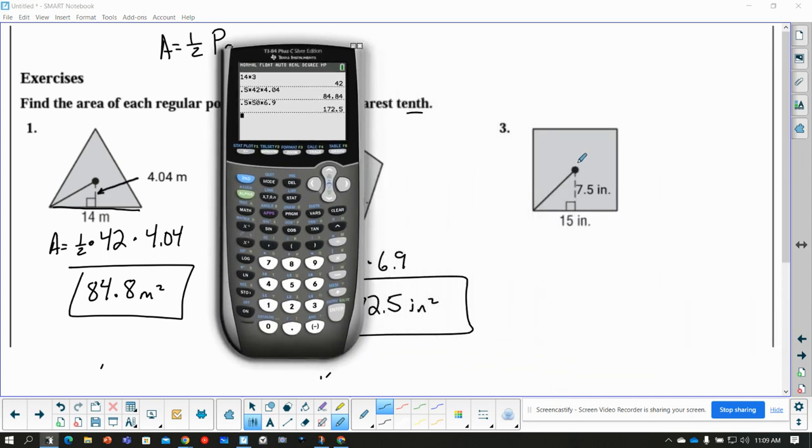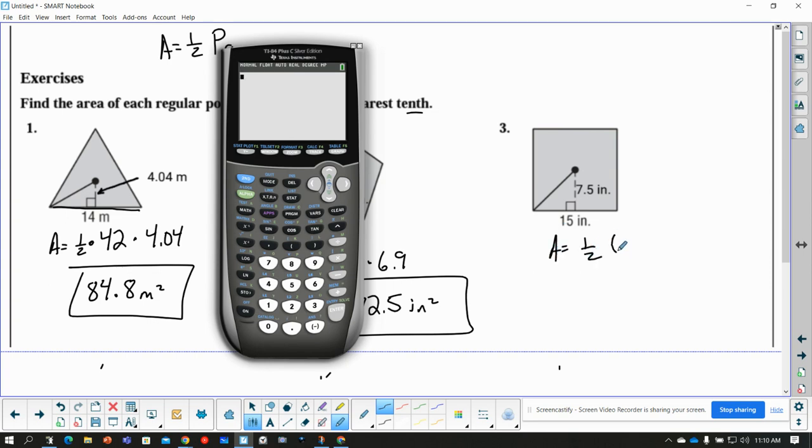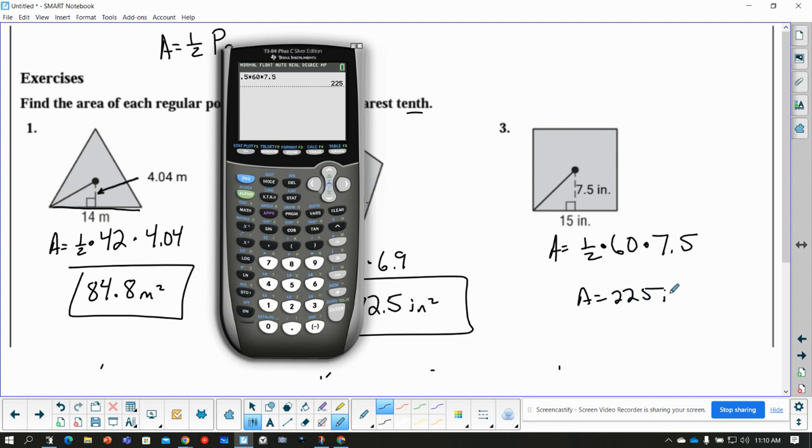Okay, and then this third one here, and hopefully you tried these before you're just watching it. Hopefully, if you tried it, you had the right version that had these missing measurements. 15 inches to one side, 15 times 4 would be 60. So the area of this one, area equals 1/2 perimeter of 60, apothem of 7.5. And so 0.5 for that 1/2 times 60 times 7.5, and we get 225 here, so the area equals 225 inches squared. So there's the first 3.